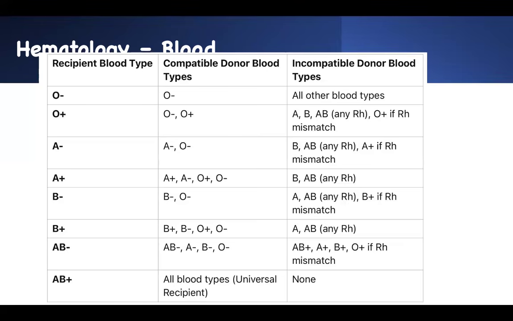And if you're negative, you can only give it to negative. If you're positive, you can give it to positive and negative. That's why blood group A positive can give it to all positive and negative. And who can they give it to? You can give it to A because A does not have antibody A to react with them.